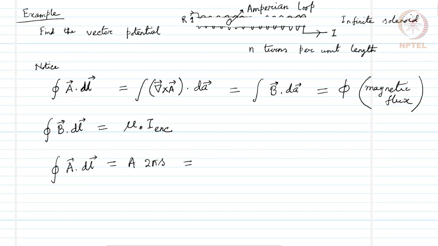So, A times 2 pi s is equal to the magnetic flux, that is the integral of B dot dA, where we know the magnetic field expression for this problem of infinite solenoid. We have already worked that out earlier. So, we can directly write down, that is mu naught n I times the area, that is pi s squared, where s is the radius of the Amperian loop.